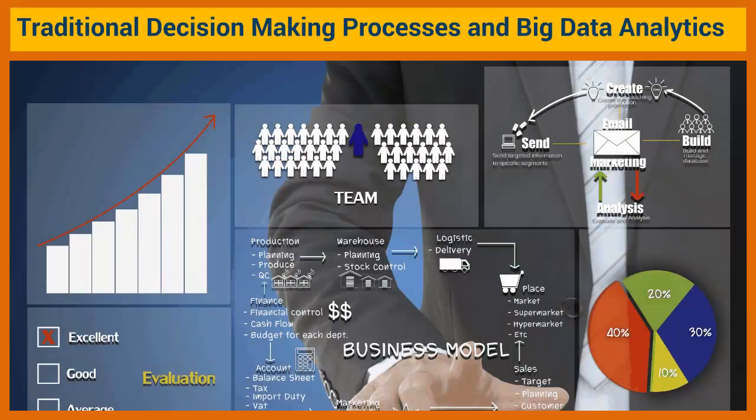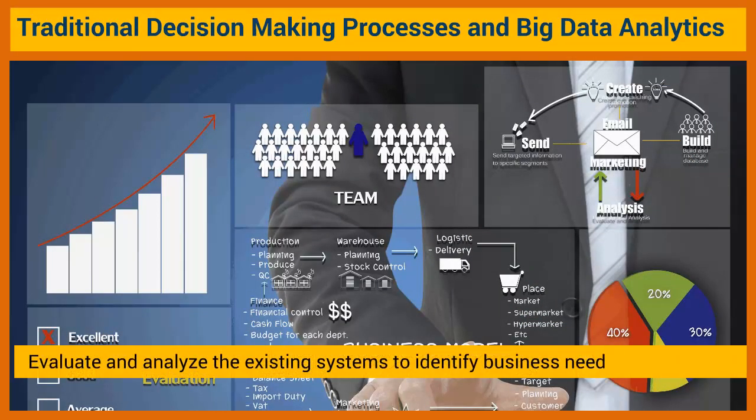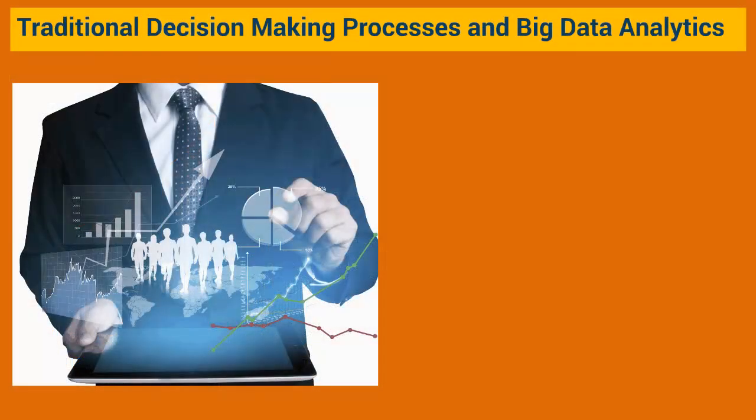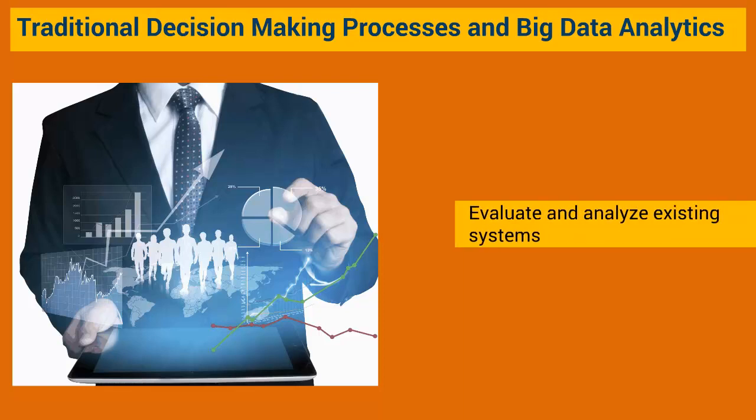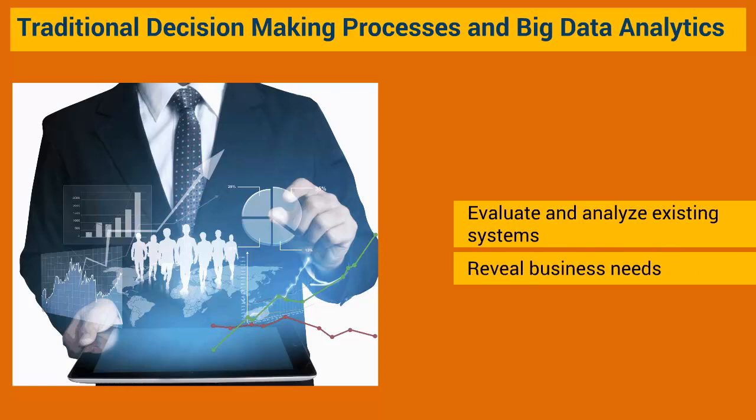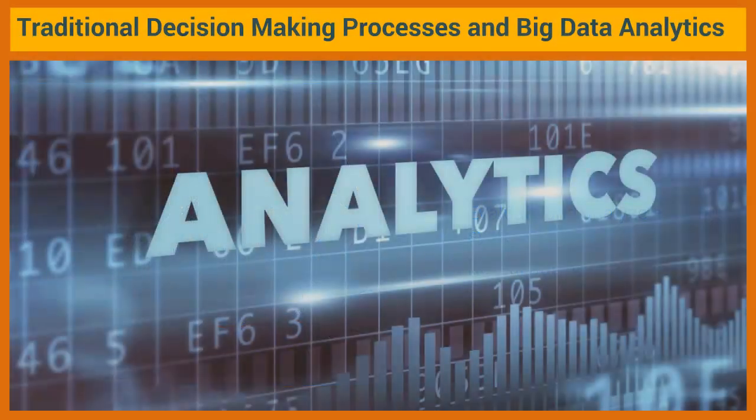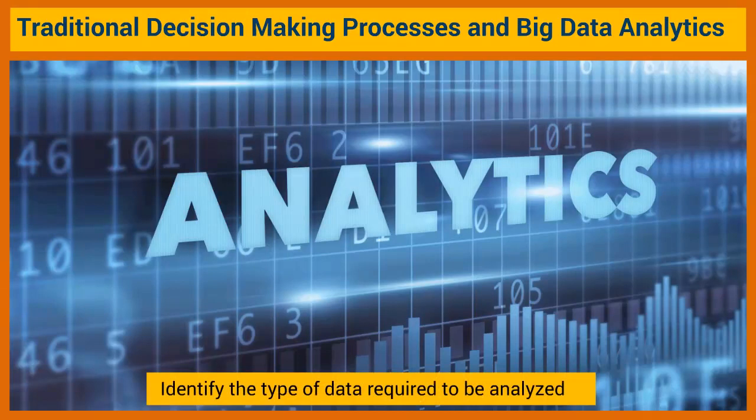Let us first discuss what an organization would need to do to be able to combine the traditional decision-making process with big data analytics. Before a business starts with an analytical application development for big data, it must first evaluate and analyze the existing systems to reveal the business requirements for big data analytics. Then, it must identify the type of data required. Data identification is a prelude to developing new analytical applications.